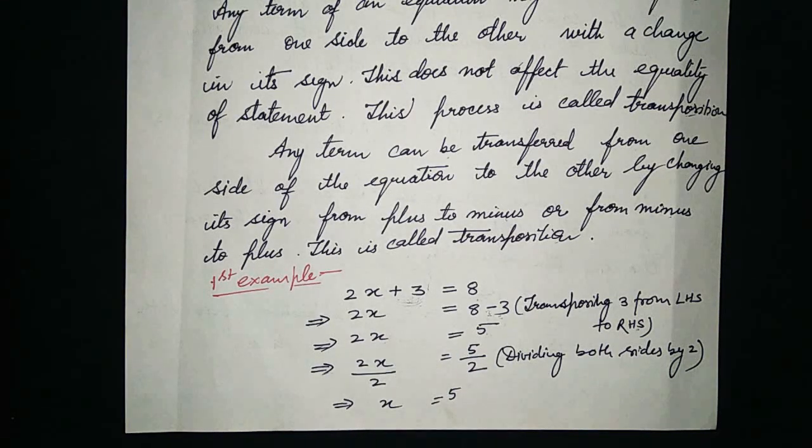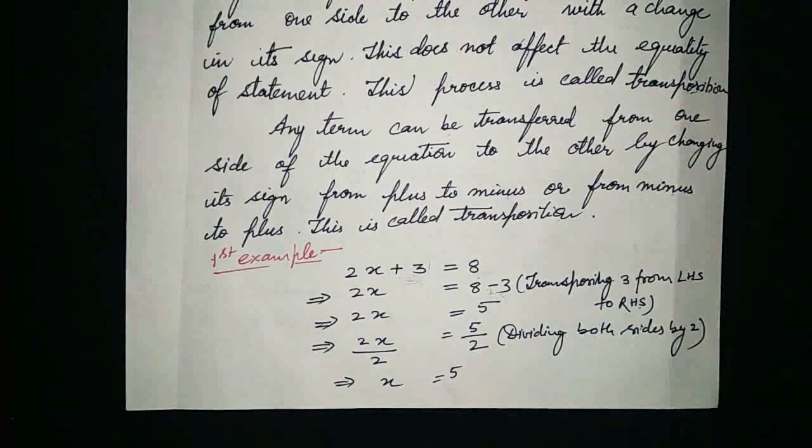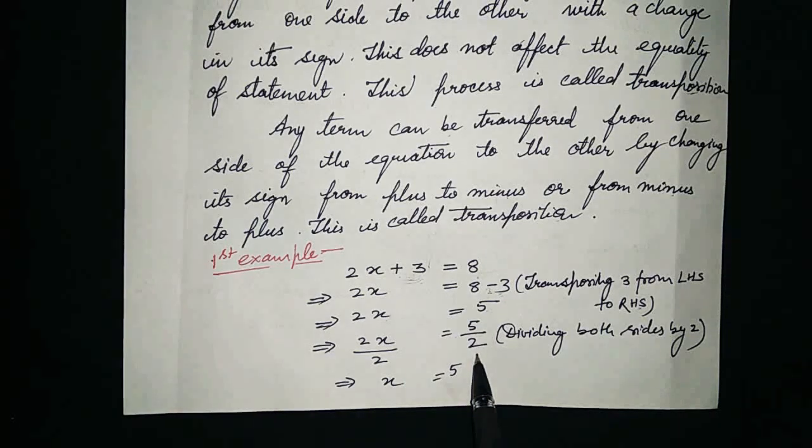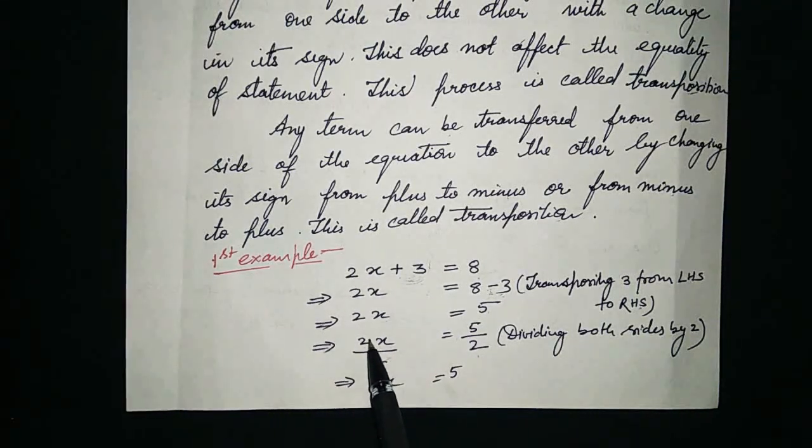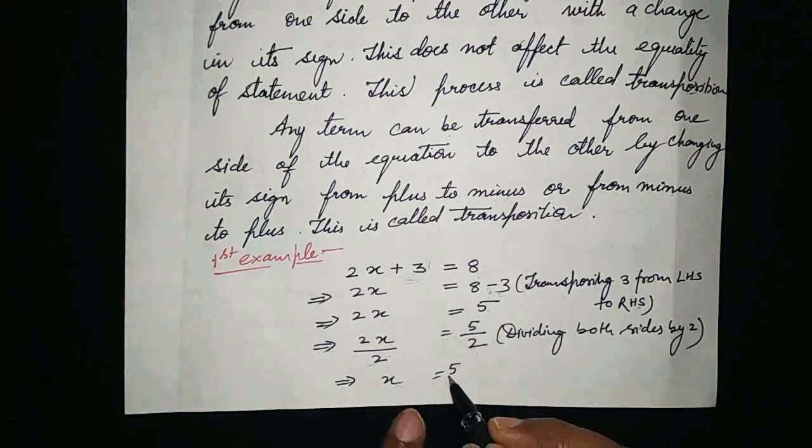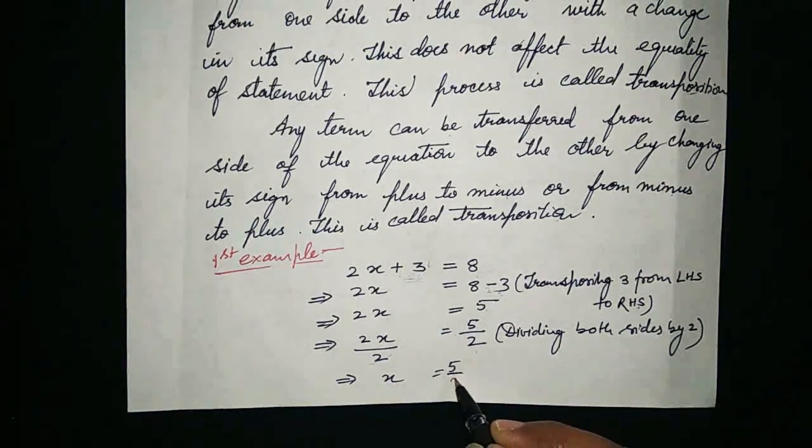You can see in the next step 2x upon 2 is equals to 5 upon 2. 2 ones are 2, 2 ones are 2. Here what will come? Only x. And here what will come? x is equals to 5 upon 2.